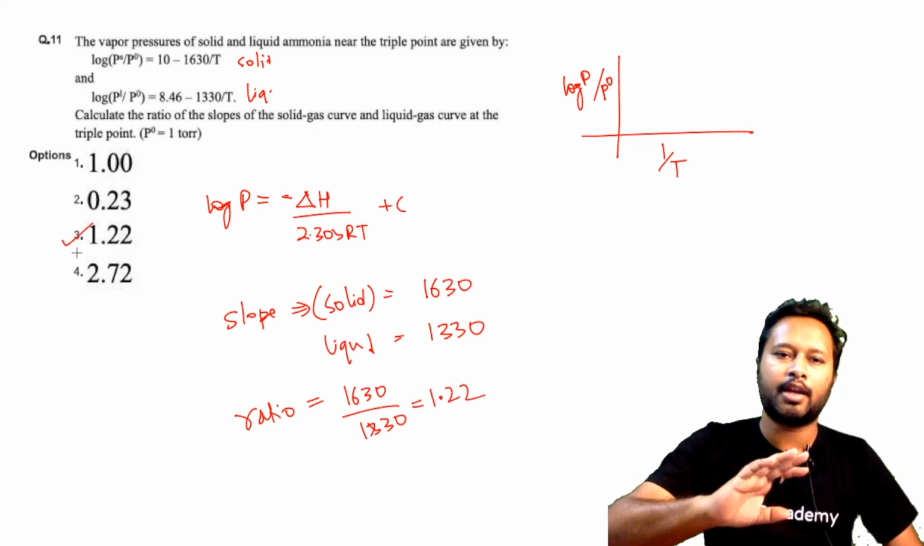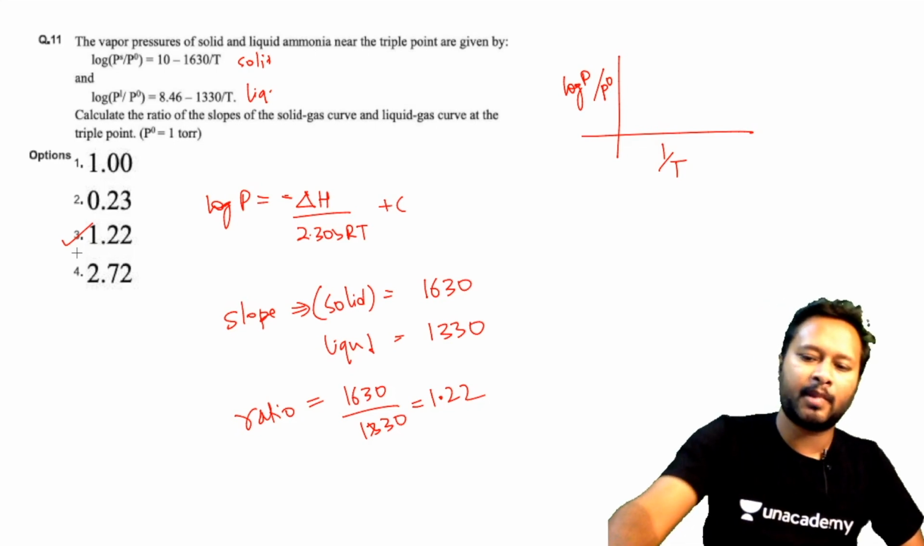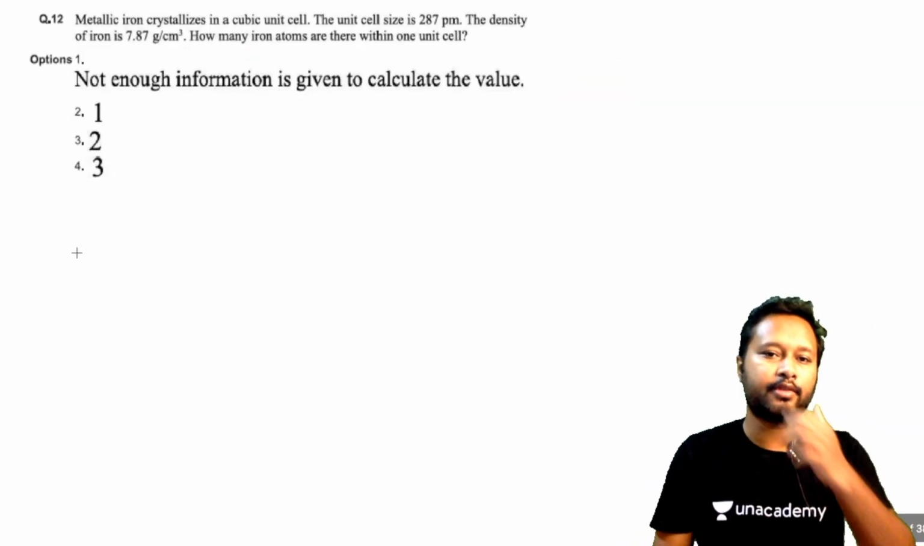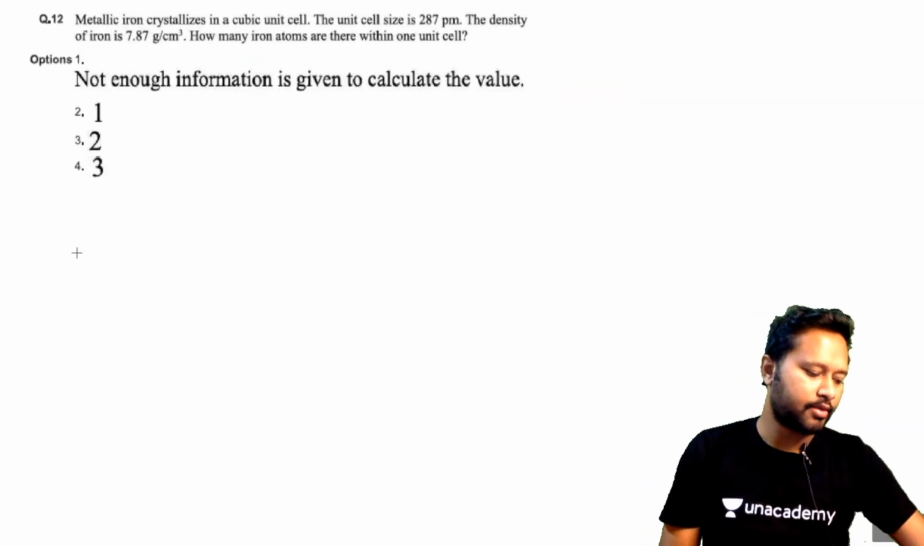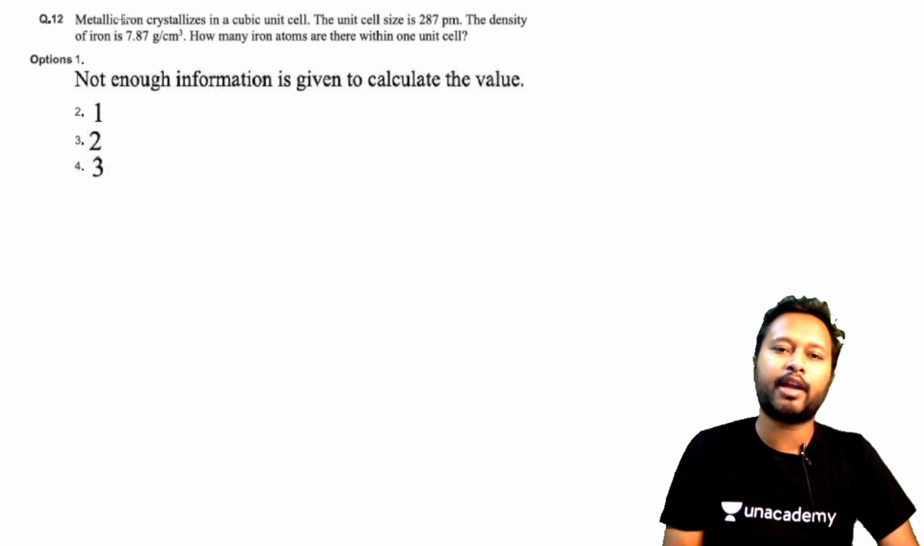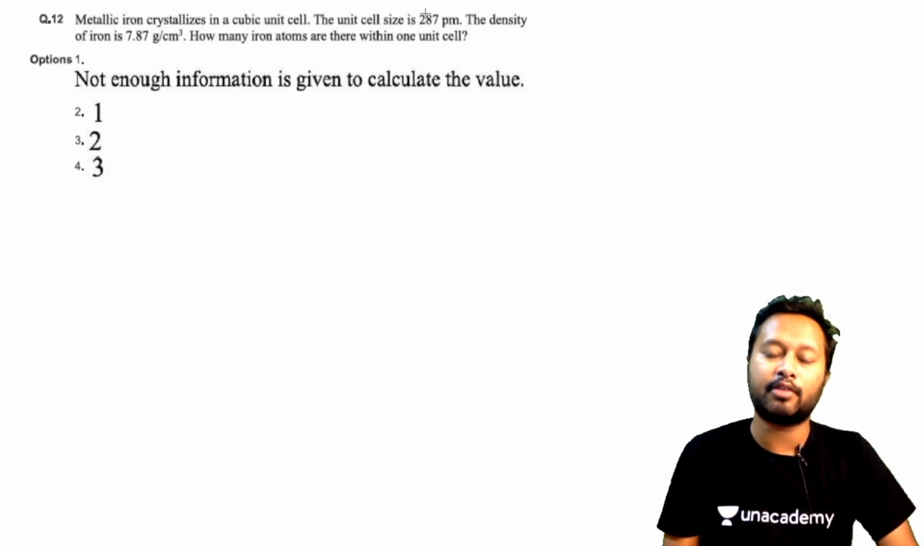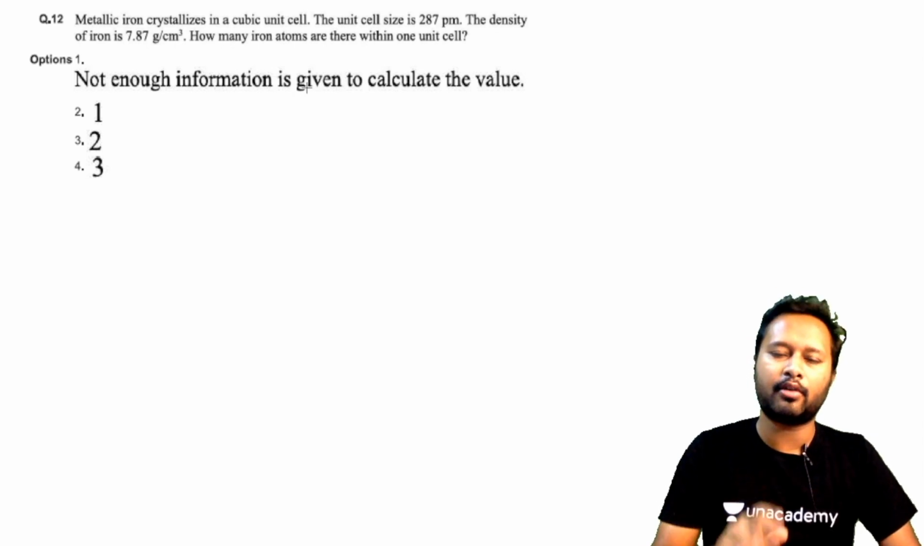Pretty simple and pretty straightforward solution. Okay, let's take the next one. The next question says that metal iron crystallizes in a cubic unit cell. The unit cell size is 287 picometer. The density of the iron is this much. How many iron atoms are there in 1 unit cell? Simple formula, simple question from solid state chemistry.